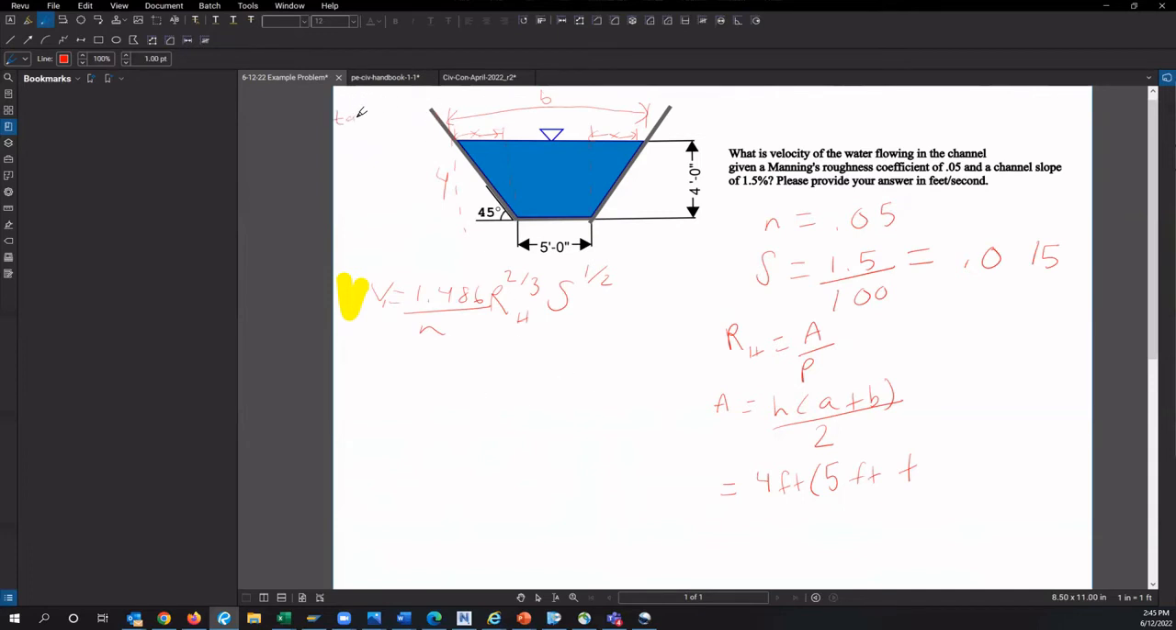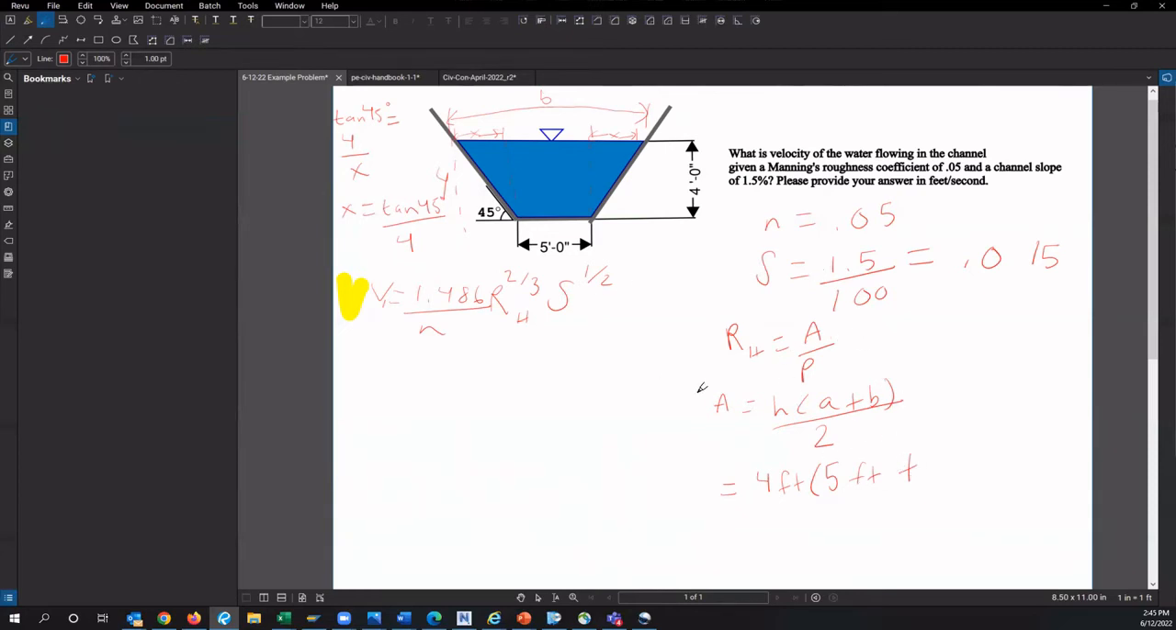So tangent of 45 is equal to 4 divided by x. In other words, if I wanted to solve for x, x is equal to 4 divided by tangent of 45. Pretty self-explanatory right there. So we can go ahead and plug this in now.